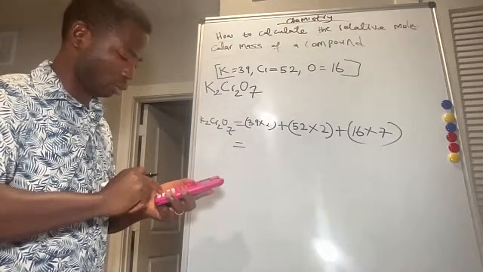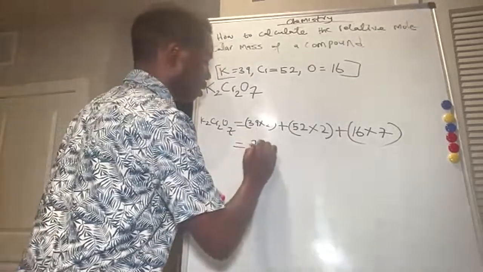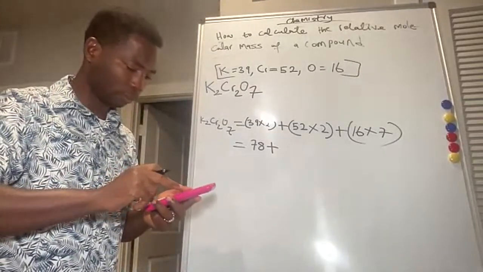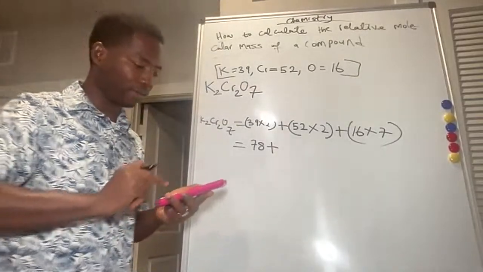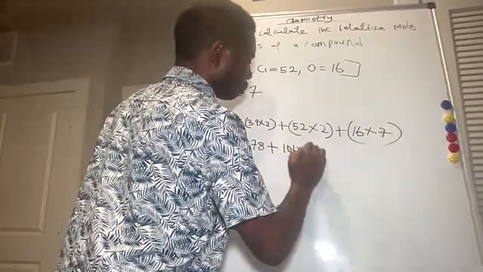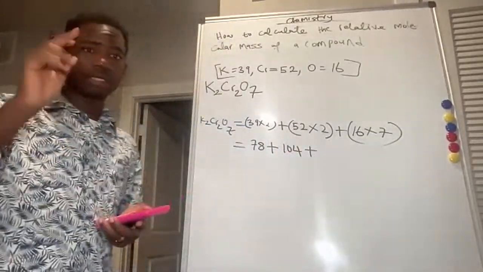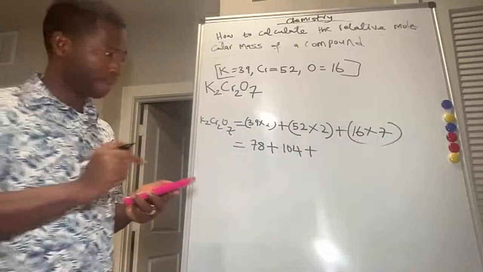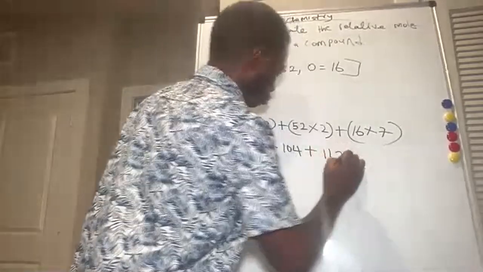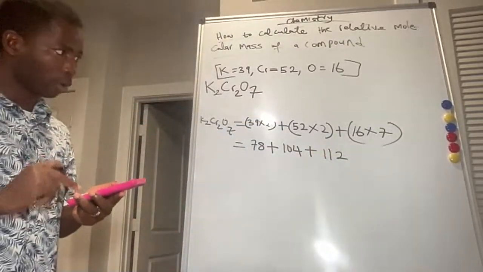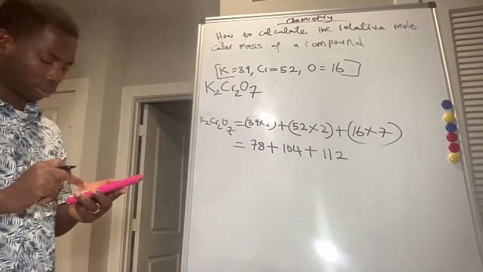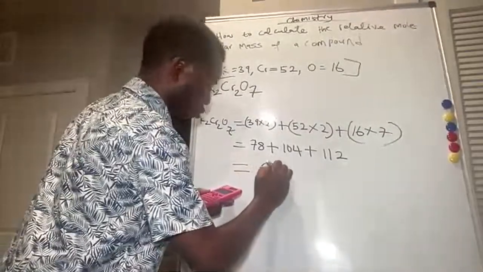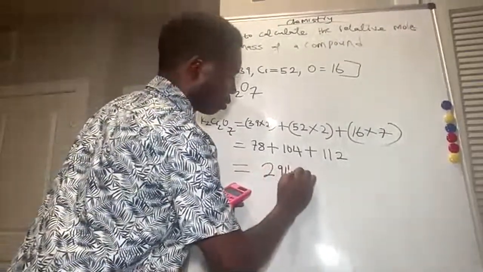39 times 2, we have 78 here, plus 2 times 52, we have 104 here, plus 16 times 7, we have 112. Let's add everything together: 112 plus 104 plus 78. So we have 294 grams per mole.